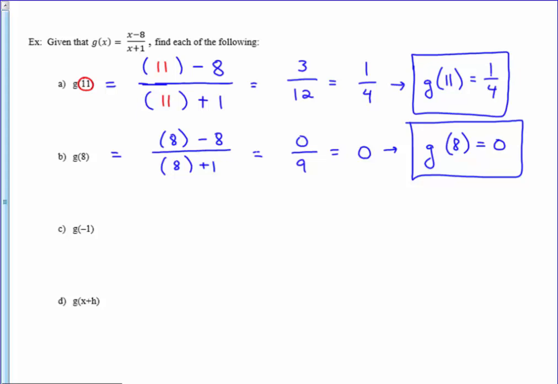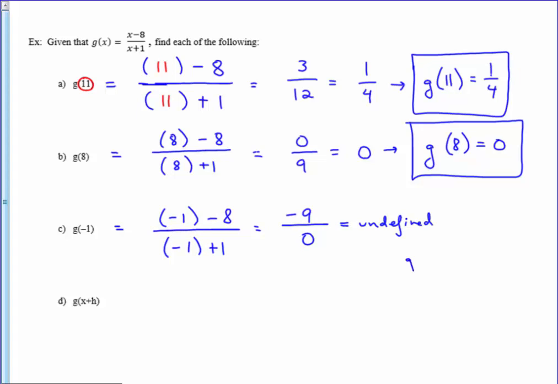G of negative 1. This means substitute negative 1 in place of the x in the original. In this case, negative 1 minus 8 on the top is negative 9. Negative 1 plus 1 on the bottom is 0. You cannot divide by 0. This is undefined. So in this case, you would say that g of negative 1 is undefined. You could also say it doesn't exist.